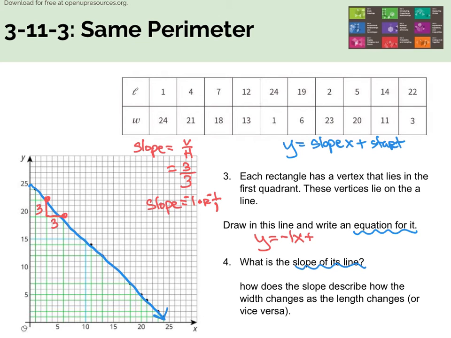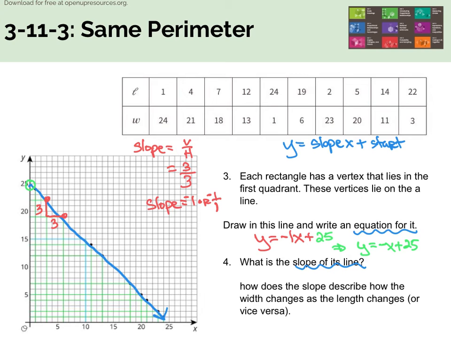Where does this line start? Oh, it starts way up here at 25. So here's our equation, y equals negative 1x plus 25. Just so you know, mathematicians do not like to write zeros or ones, so we can also write it as y equals negative x plus 25, but both of these mean exactly the same thing. Okay?